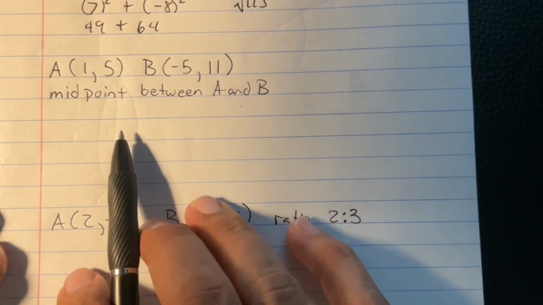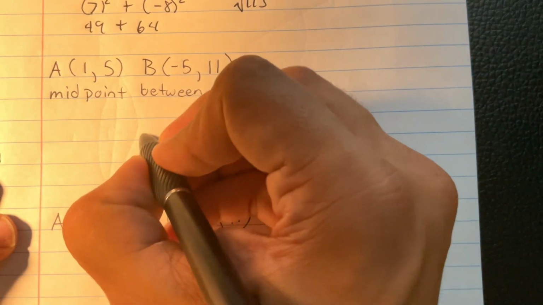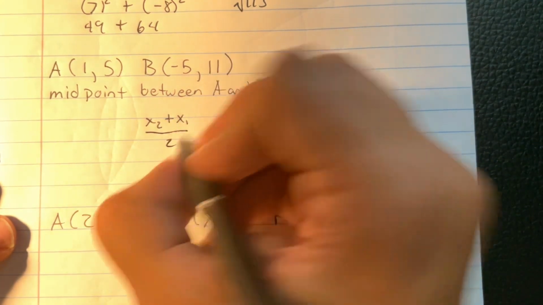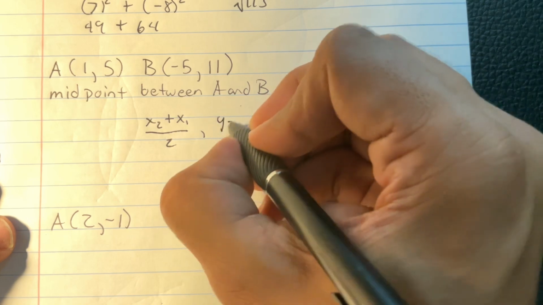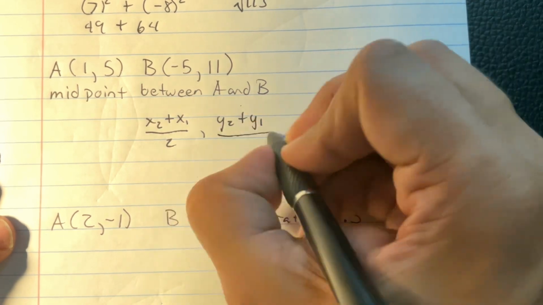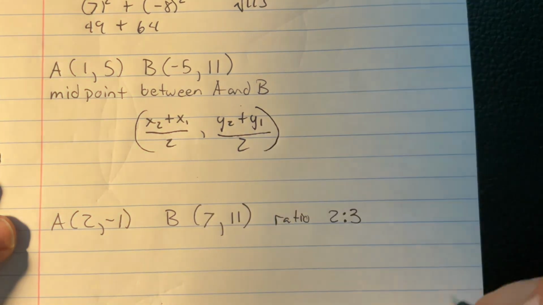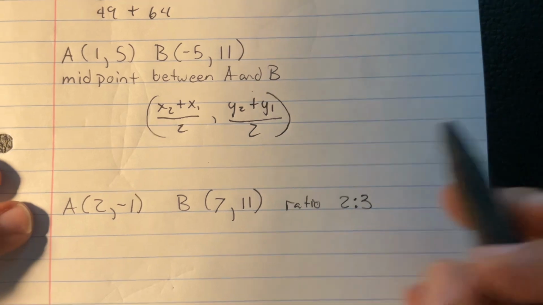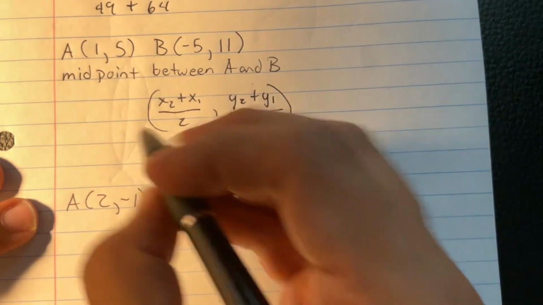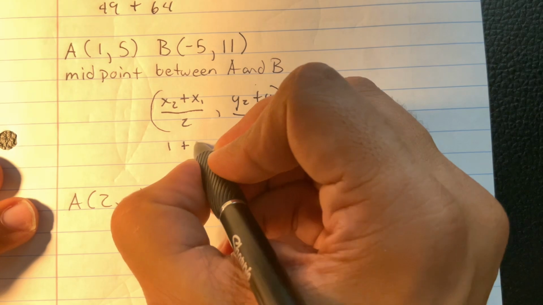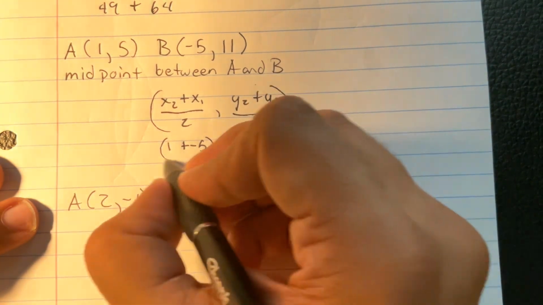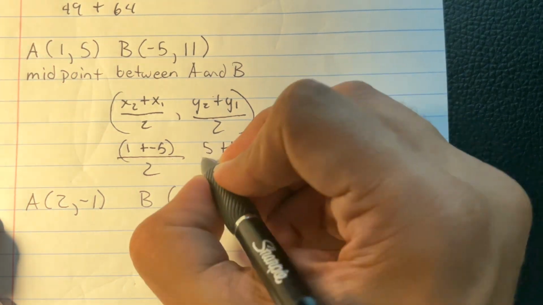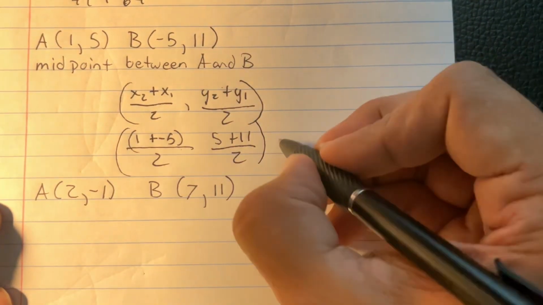Now the next one is midpoint. Midpoint is x2 plus x1 divided by 2. And then it's going to be y2 plus y1 divided by 2. So that's the formula for this one. So very similar to the partitions over here. So we're going to add the x's. So now we're adding 1 plus -5 and dividing by 2. And then we're going to be doing 5 plus 11 and dividing by 2. And that's going to be our new coordinate.